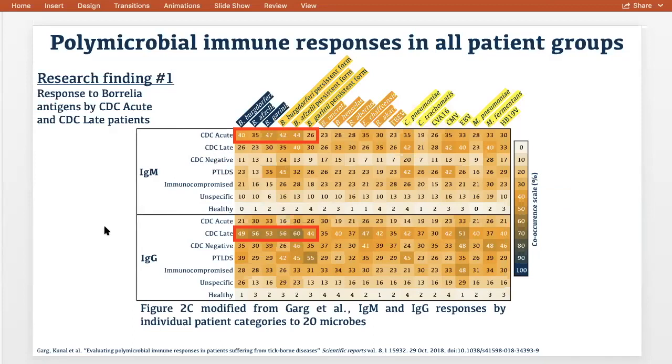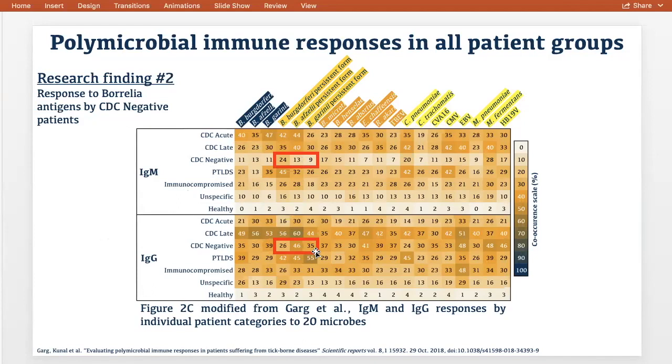So we have a fitting data visually, so to say. But if you go deeper into the analysis, we see that a larger number of patients are responding to the Borrelia persistent forms in CDC negative patients in IgM and in IgG. So we statistically analyzed this to understand what does this really mean from a clinical standpoint.